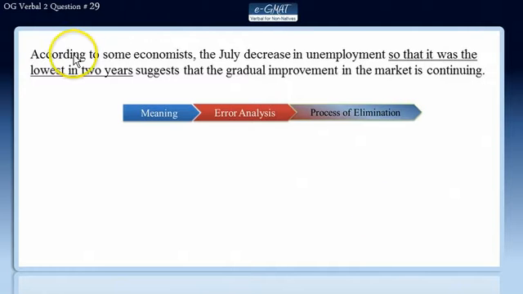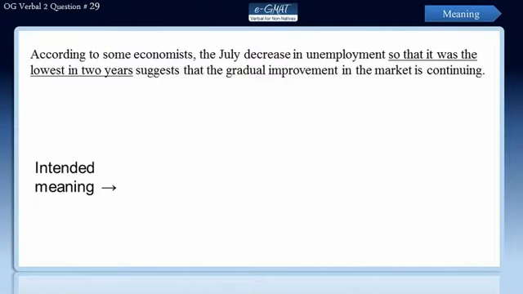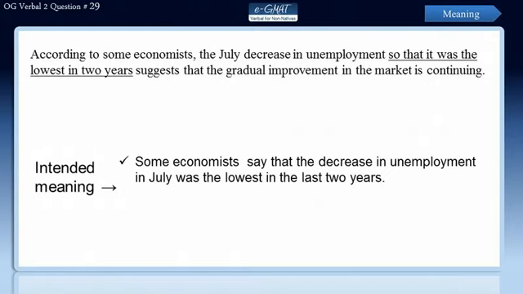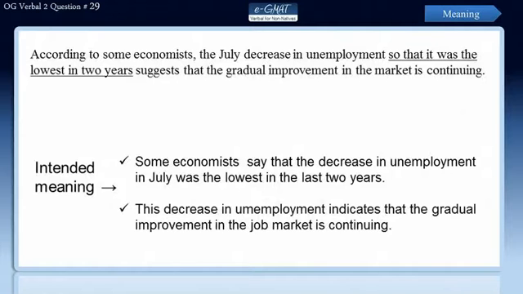So let's begin. According to some economists, the July decrease in unemployment, so that it was the lowest in 2 years, suggests that the gradual improvement in the market is continuing. Now, this sentence is not written in the way that it most effectively communicates the intended meaning. So let us first extract the intended meaning of the sentence. The sentence says that some economists say that the decrease in unemployment in July was the lowest in the last 2 years. This decrease in unemployment indicates that the gradual improvement in the job market is continuing.